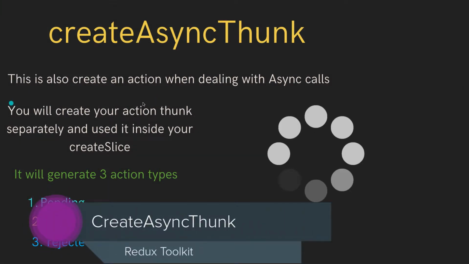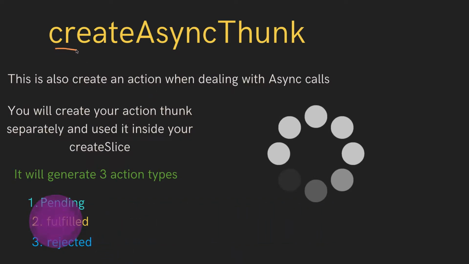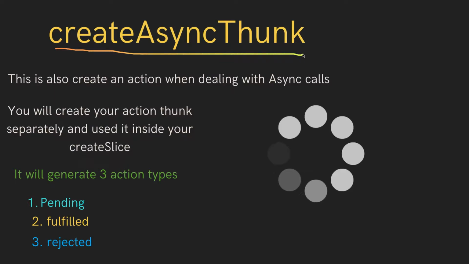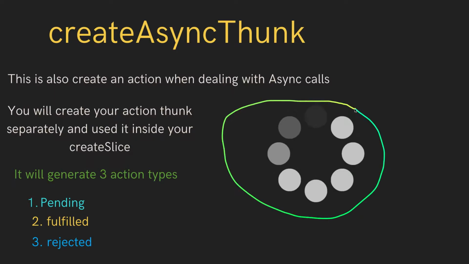In this video, we are going to talk about another important API in Redux Toolkit called createAsyncThunk. This is also used to create an action when dealing with async calls. So assuming you want to talk to an external API to fetch some posts and you want to handle the promises, this is the right tool for you.